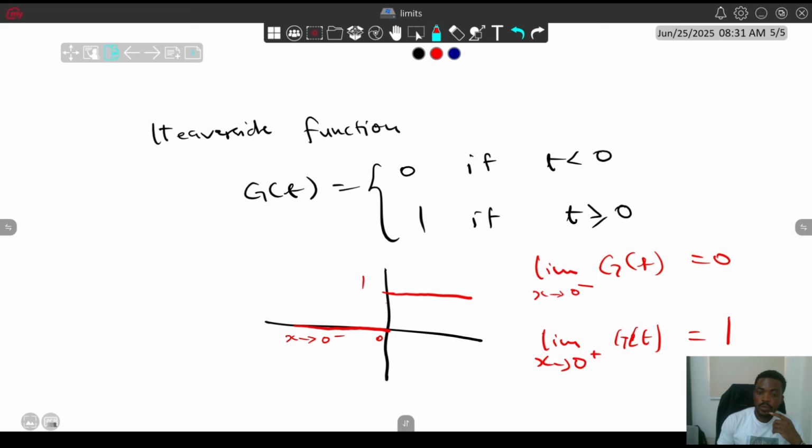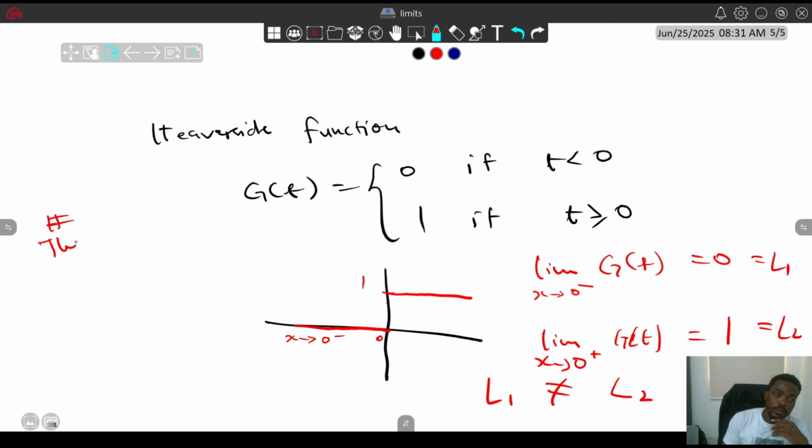Okay, so this is actually a two-sided limit. These are each sides of this function. Let's say this is L1 and this is L2. Since L1 is not equal to L2, according to the rules of limits, the limit of the function does not exist.